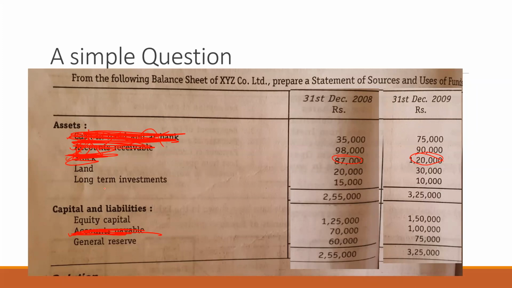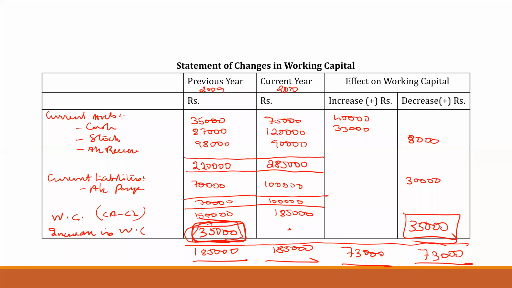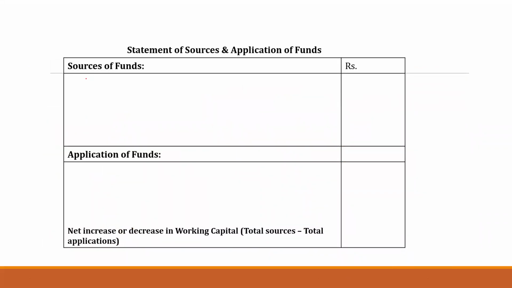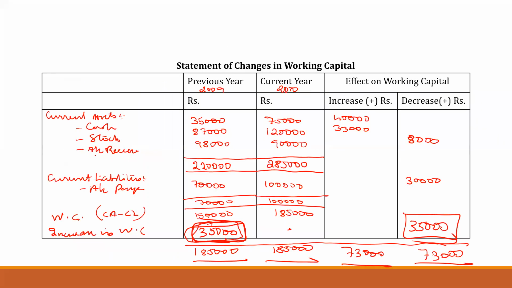What was the first item in the fund flow statement as sources? Long-term investment, you can write that. Apart from that, what was the first item? Issue of shares. Among the sources of funds we have to write issue of shares. What is the reason why we wrote issue of shares?